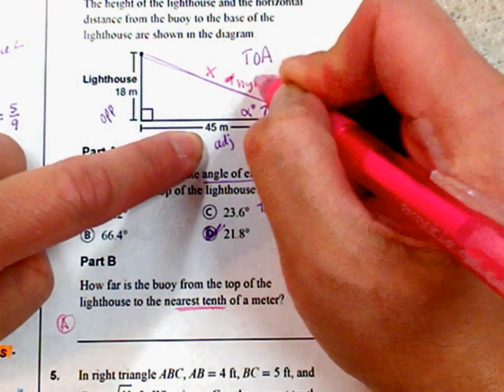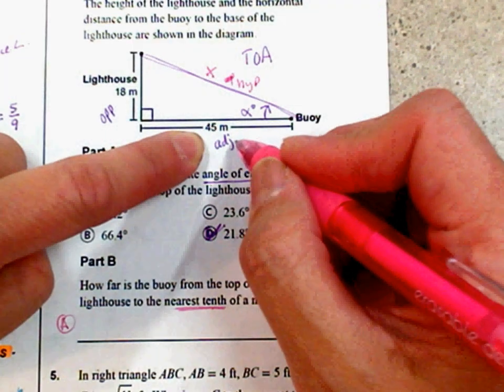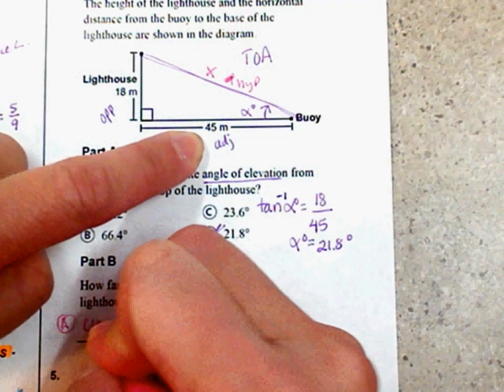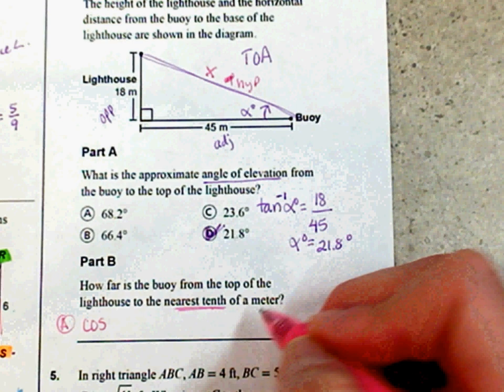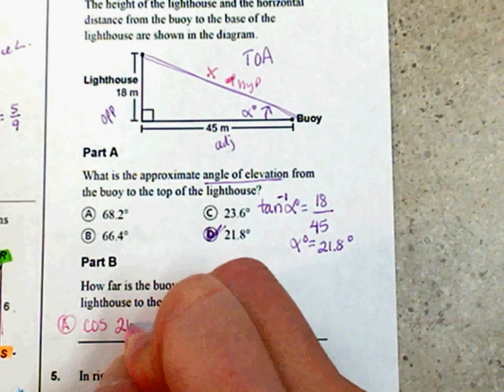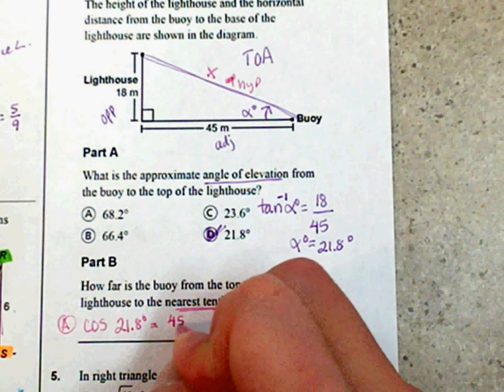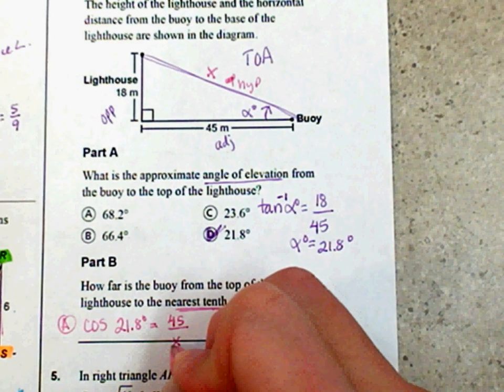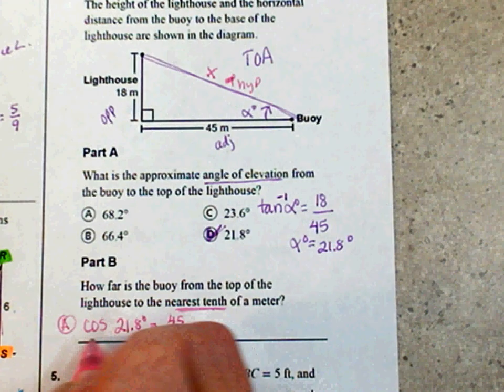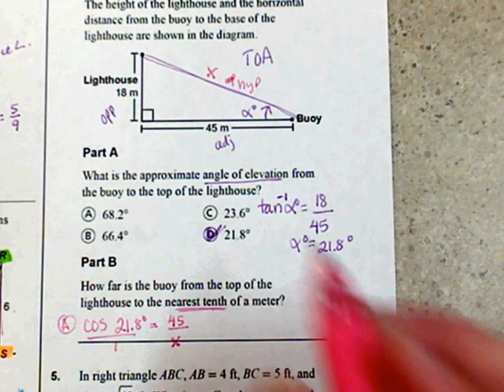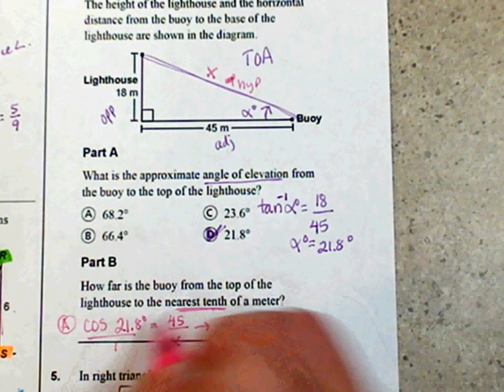What uses adjacent and hypotenuse? That would be cosine, okay? And since I know what that angle is, 21.8 degrees, I'm going to take my adjacent over your x. All right, and then you're going to solve. You guys got it? And when you solve, you're going to cross multiply.